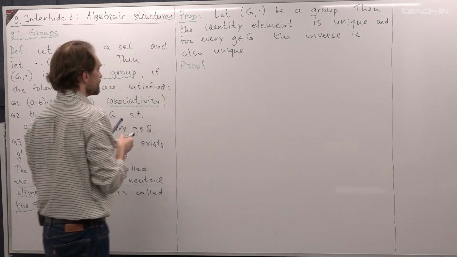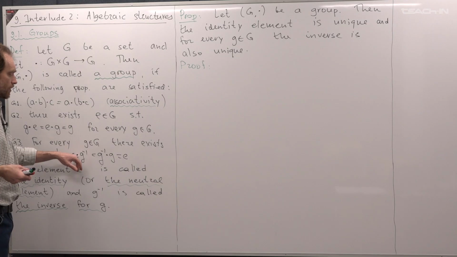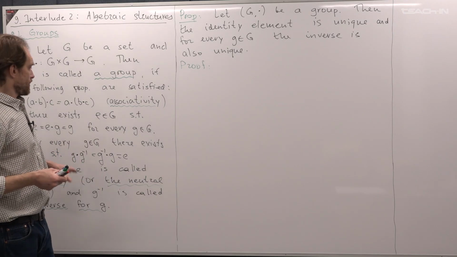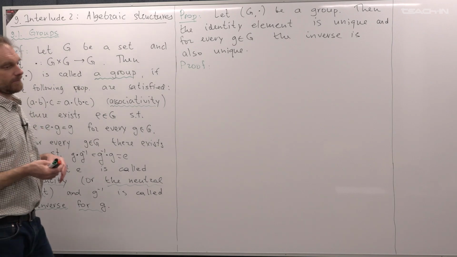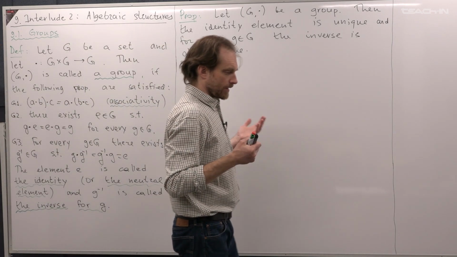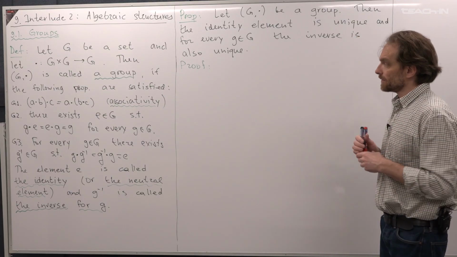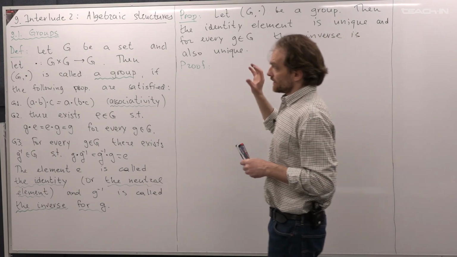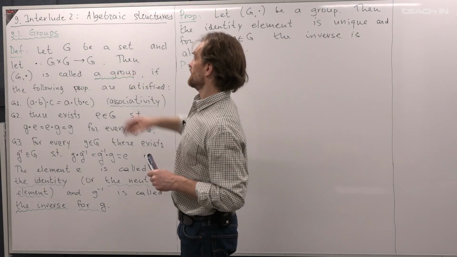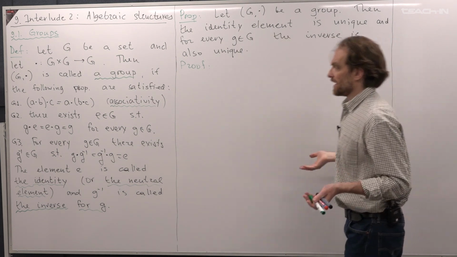The proof is quite simple, but before we start the proof, I would like to mention that in most cases this dot is just omitted. So we just write GE, assuming that this means that we apply this operation dot to the pair of elements G and E. And so since we have in mind something like multiplication, in general, people just say G multiplied by E.